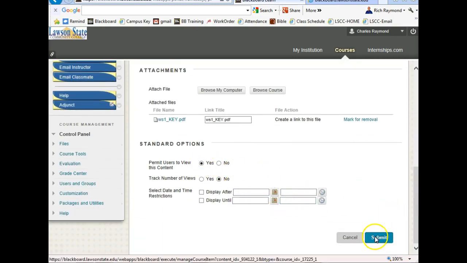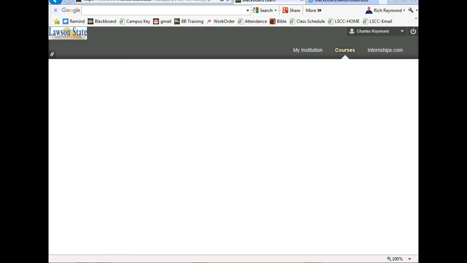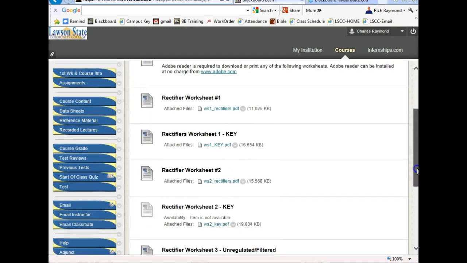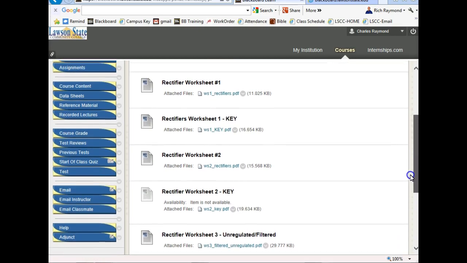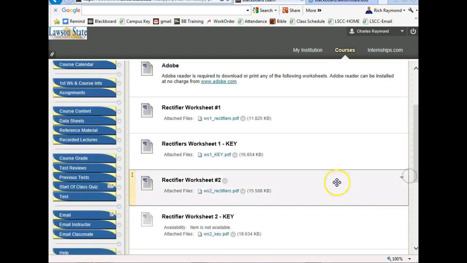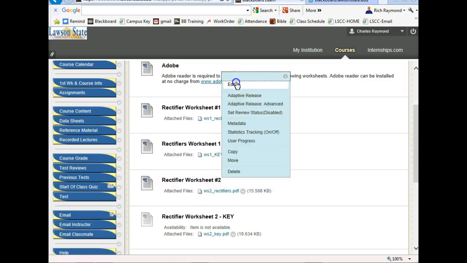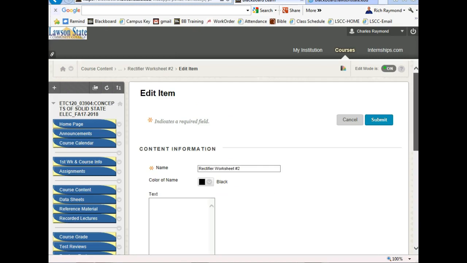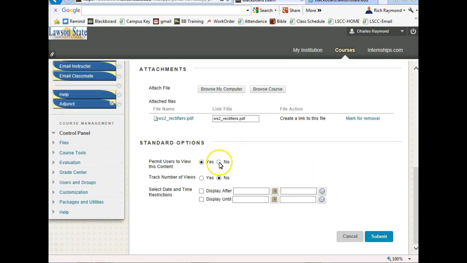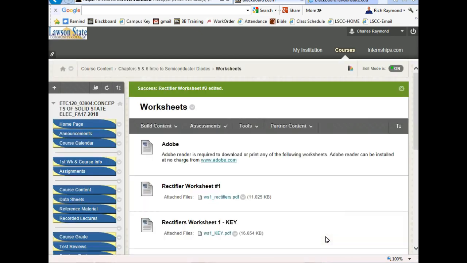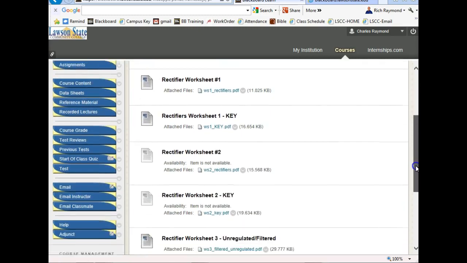And then what I'm going to do is I'm going to go ahead and make the second worksheet available. And I'm going to go ahead and make the key available. And what that means is the test, where do y'all think I get the questions, the circuits on the test? From the worksheet. So that means the circuits on these worksheets are going to be on the test. Not all of them, just one. Y'all understand that? Yes or no?